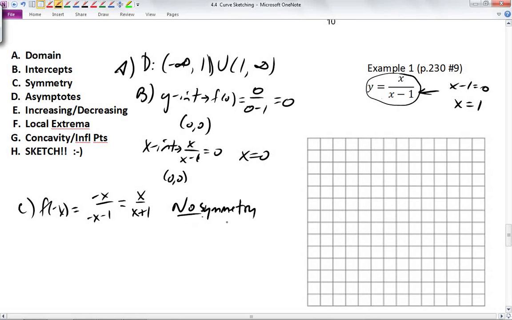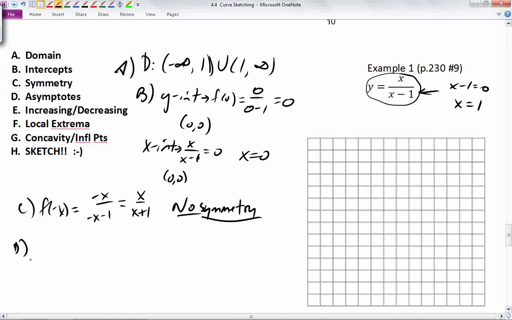When we are doing our problems, we need to do whatever is the relevant work for each step, whatever is the necessary work, and we need to write down what we found. Even if our findings are nothing, we write down no symmetry, or no points of inflection, or no intervals increasing. We write down whatever we find to make that clear. So that's it for symmetry.